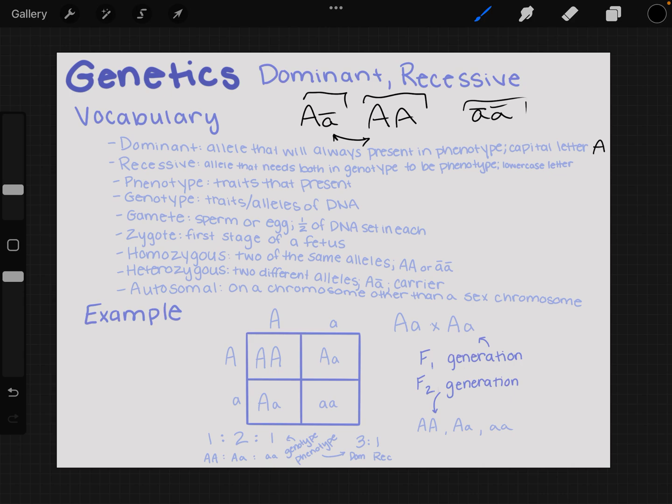So gametes, we've already discussed, but let's say it again. They're either going to be sperm, egg, pollen, or ova. They're going to contain half a set of DNA in each gamete.